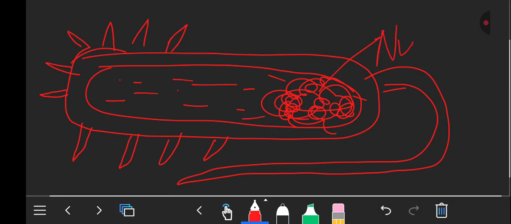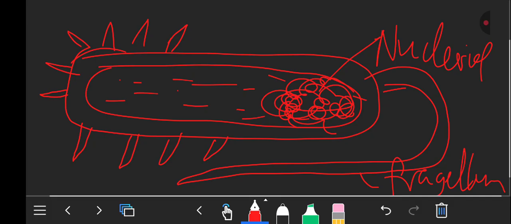It is known as the nucleoid. Then this one, the thing you are seeing like a tail, this is the flagellum. We'll talk about the functions, don't worry about that. Then we may have these structures inside there, those are the ribosomes.